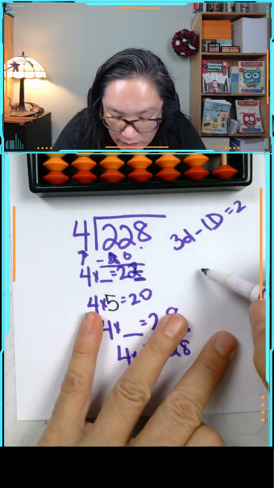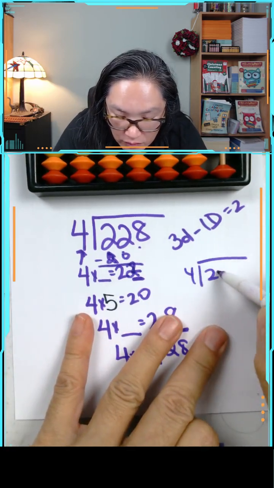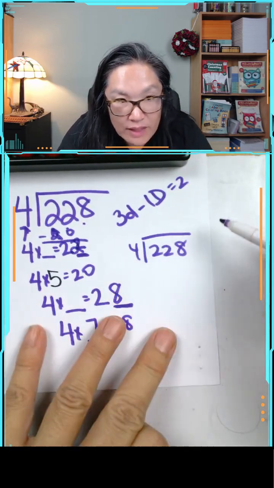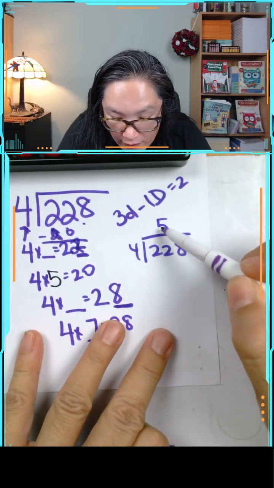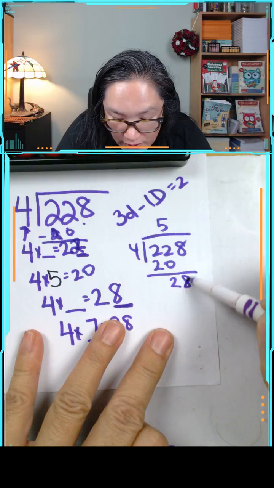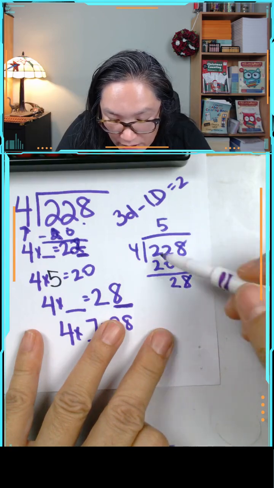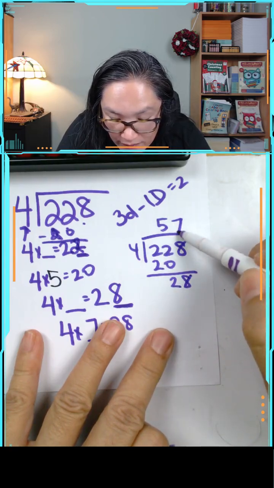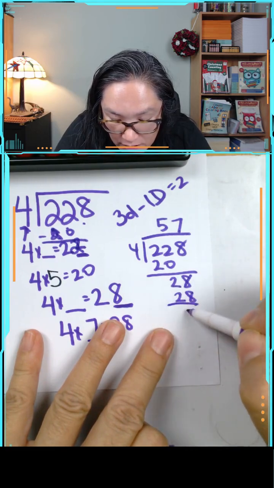Maybe I should do it here, right? So just like in mainstream, you do 5 is 20, right? Then 2, and then you bring down the 8. But you don't know why you bring down the 8. You just know you bring down the 8. And then you have 7. So that'll be 28, and then equals 0.